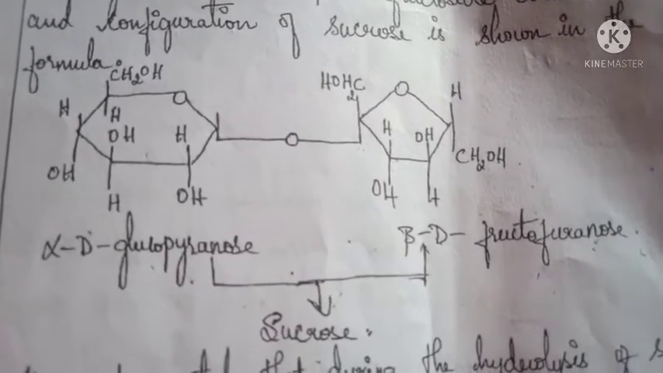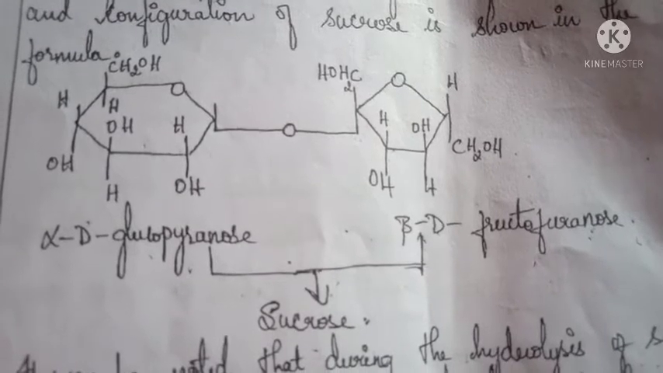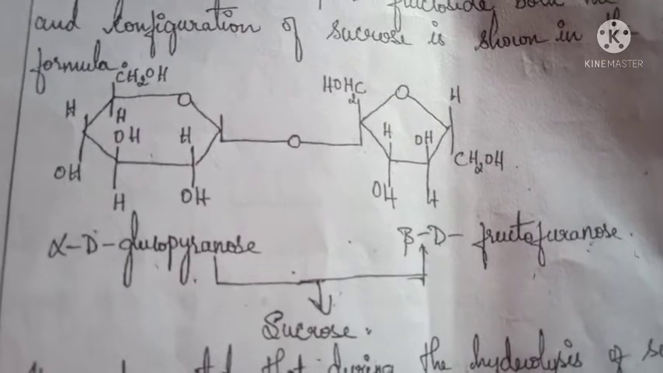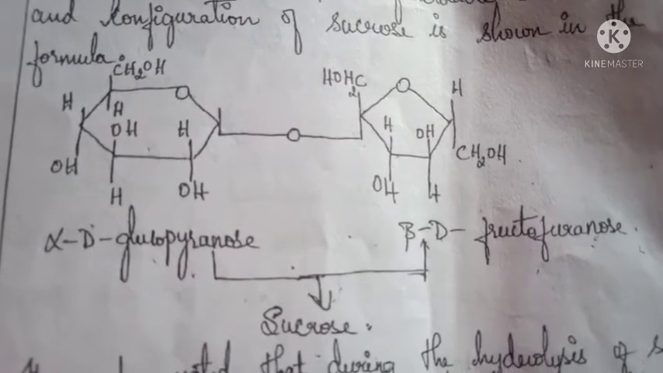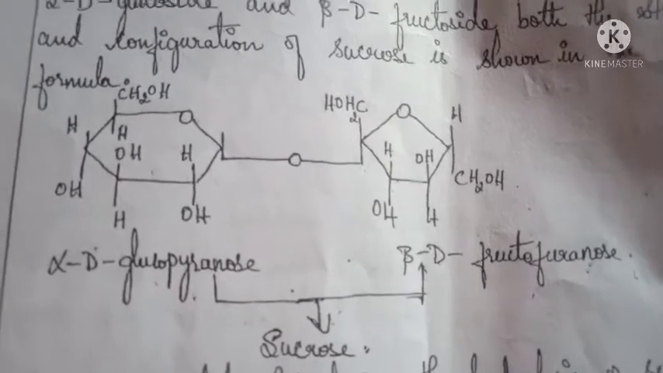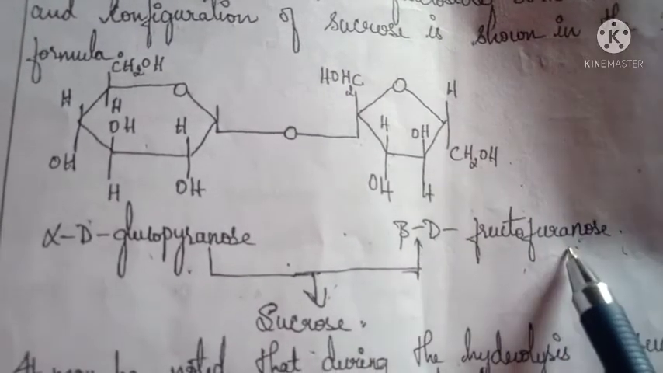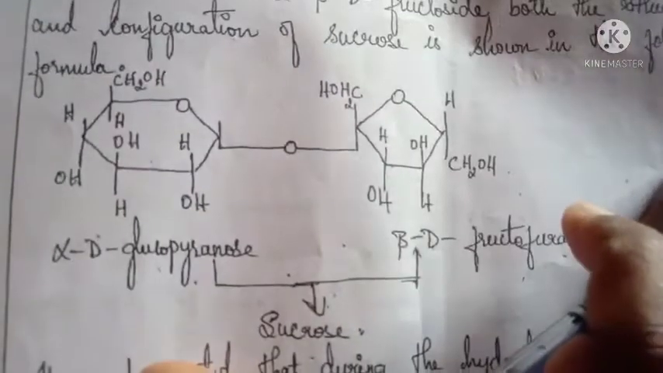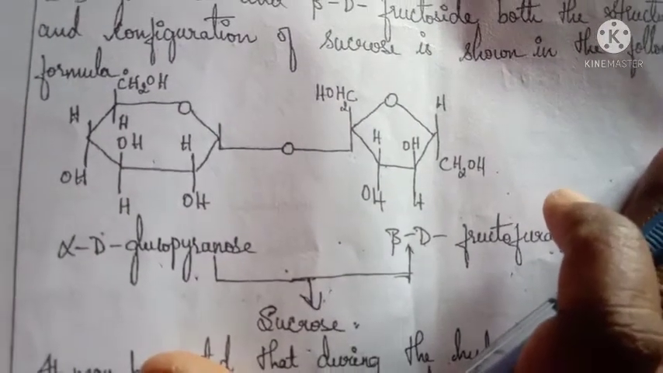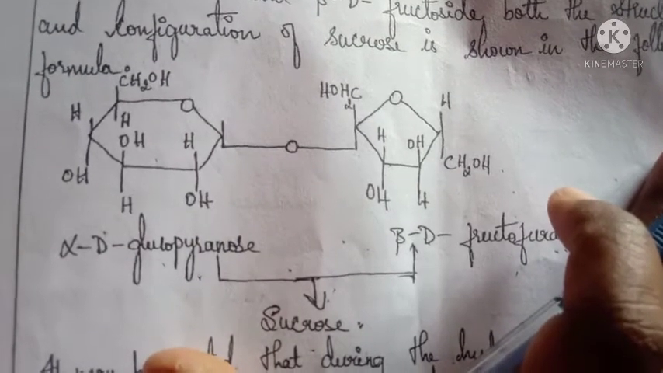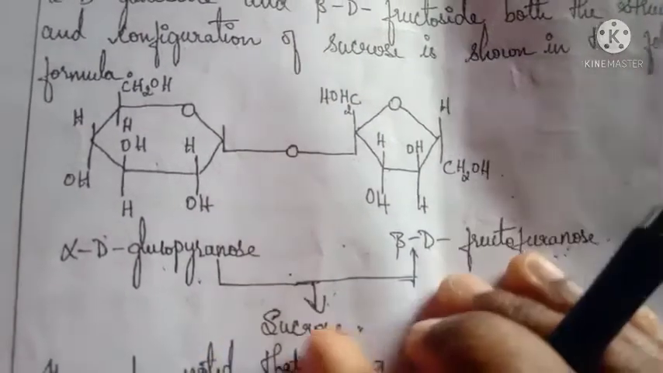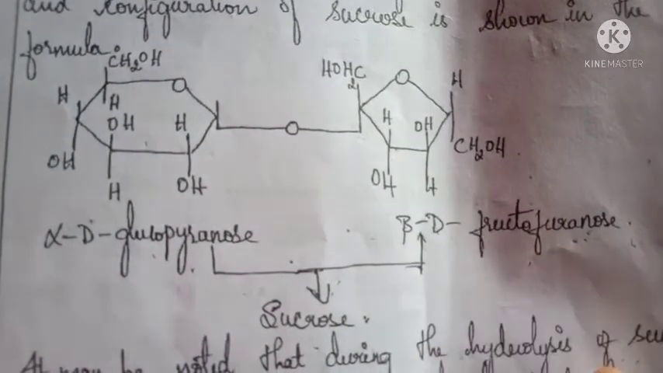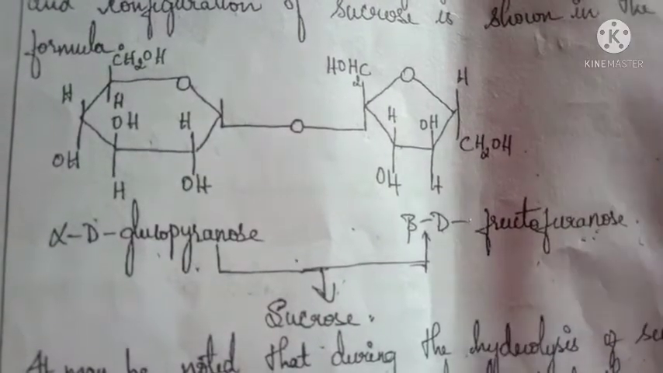I told you a conversion reaction is there, and here also that should be taking place. First, hydrolysis of sucrose gets beta D fructofuranose, and after that it will be converted into pyranose. This is the structure of sucrose, the cyclic structure and the Haworth structure. Mainly you have to observe that the glycosidic linkage is formed between C1 of glucose and C2 of fructose.